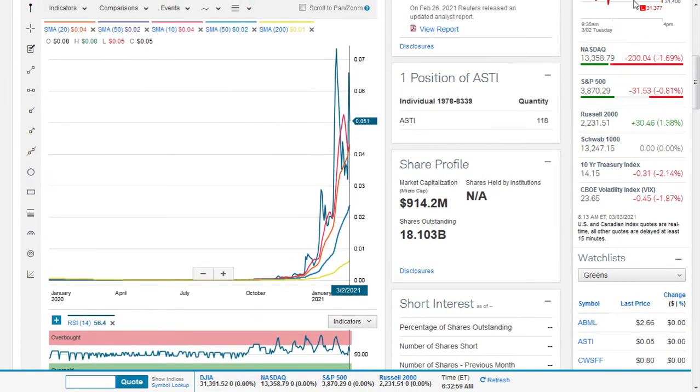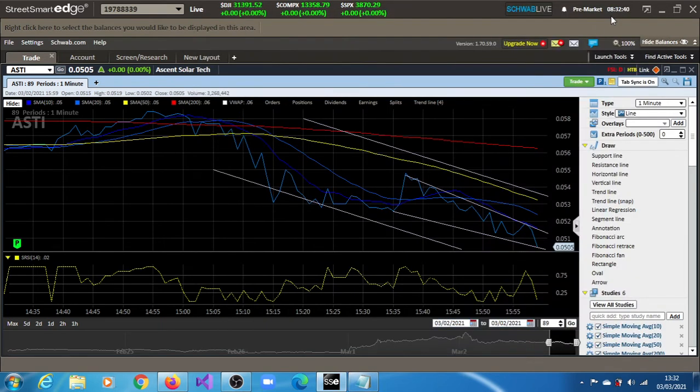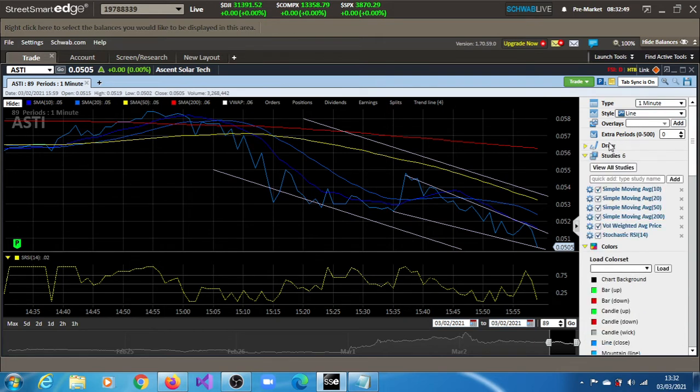So we'll just go ahead and look at this mini chart. This is just right where it stopped. This is where everything ended.